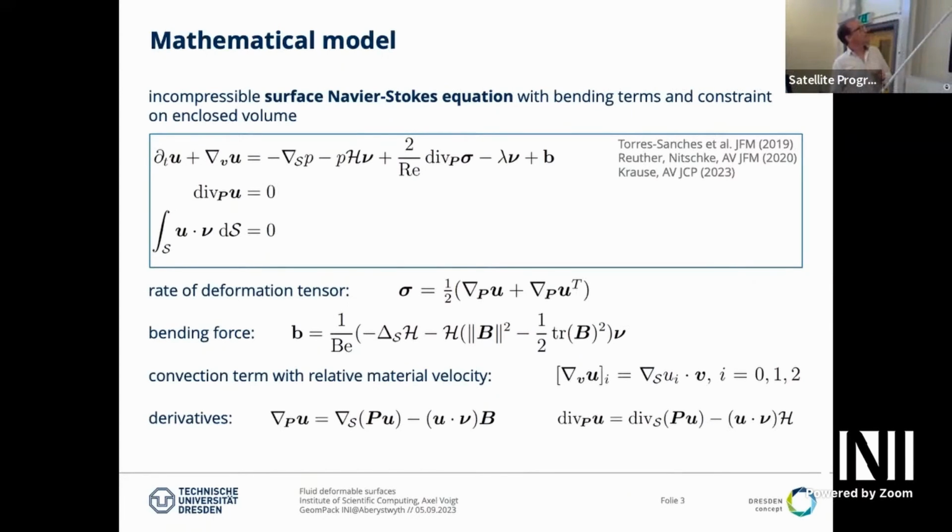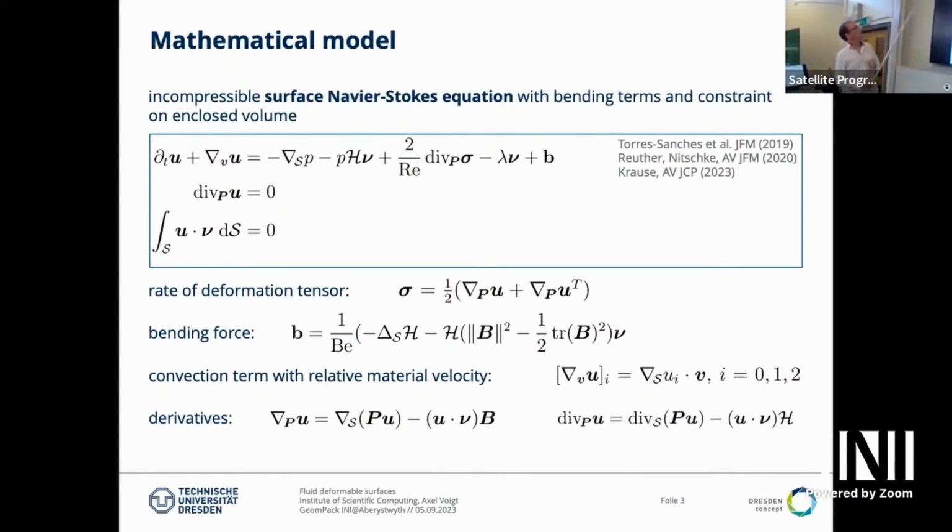Then we have this convective term with some material velocity, I will come to that. Then we have a rate of deformation tensor. We have a Reynolds number, and we have this inextensibility constraint. So the only difference is essentially the operators. These are now operators defined on the curved space.